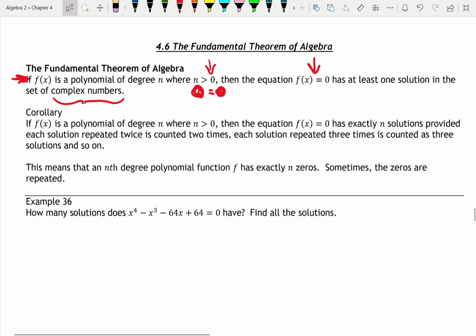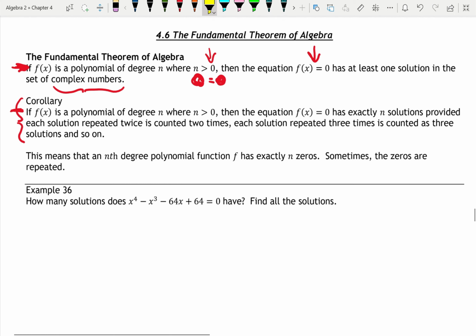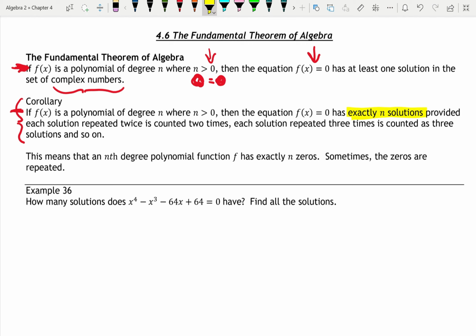And then the corollary, this is the real important part here. A corollary is kind of like a side note, and in this situation, the side note is kind of more important than the real theorem. Let me start reading right here. If f of x is a polynomial of degree n, where n is greater than 0, then the equation f of x equals 0 has exactly, and this is a big deal, exactly n solutions, provided each solution repeated twice is counted twice, 3 times is counted 3 times, and so on.